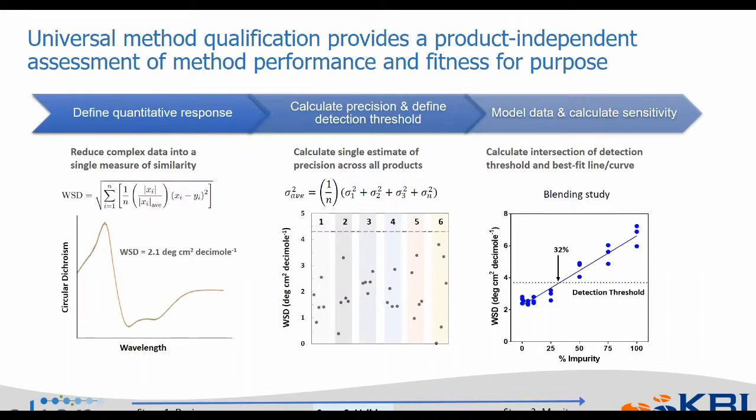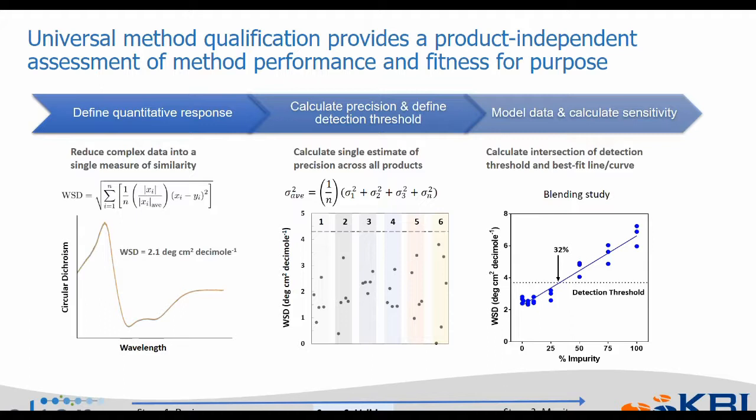All right, so we can think of this method validation exercise as one that would walk through these 3 steps that I've highlighted on this slide. First, defining the quantitative response, which I've already spoken to during the design stage. Secondly, calculating the precision and defining something that I call a detection threshold. And third, modeling the data and calculating the sensitivity of the method. So we've already covered that first one around defining a quantitative response. So I'll focus on the second and third of these.